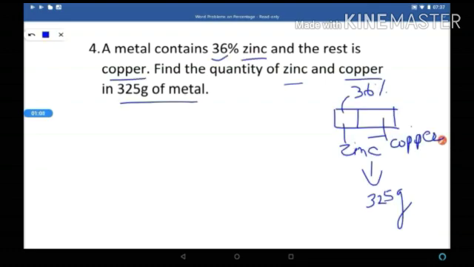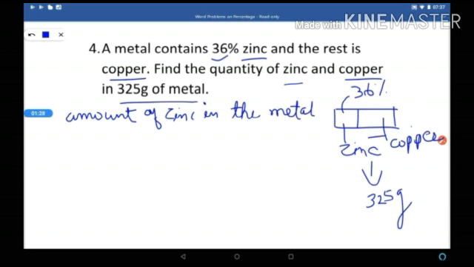Find the quantity of zinc and copper in 325 grams of metal. Here 36% is zinc out of 100%, the rest is copper. Amount of zinc in 325 grams of metal is equal to 36% of 325, which is equal to 36 by 100 into 325. After calculation, 117 grams.